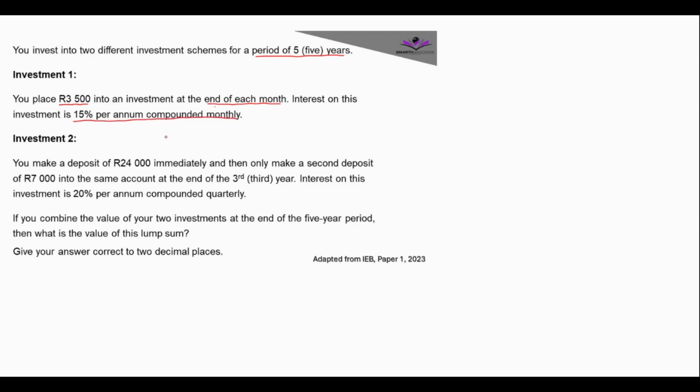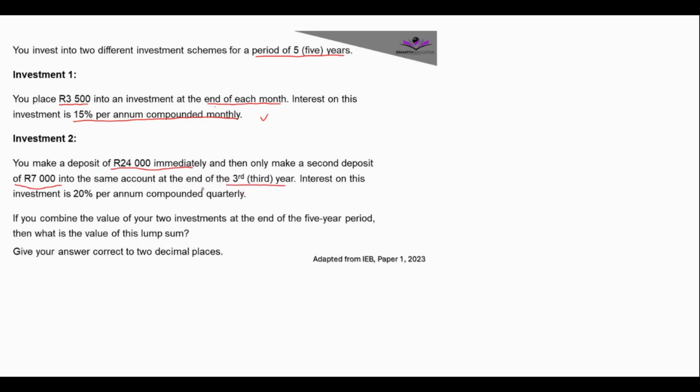Right, what type of investment is it? This is a future value annuity because the payments are done every month. So this is an annuity. Okay, future value annuity. Investment 2, you make a deposit of 24,000 immediately and then only make a second deposit of 7,000 into the same account at the end of the third year.